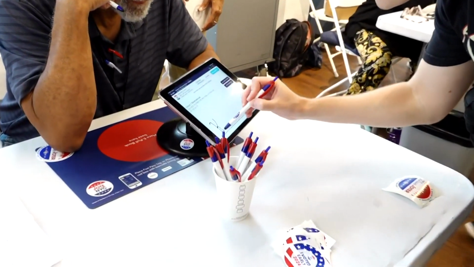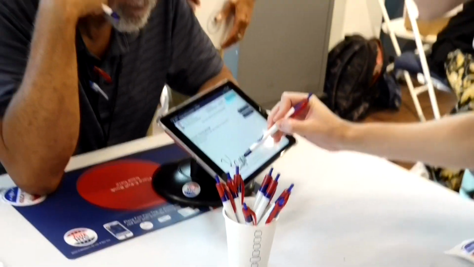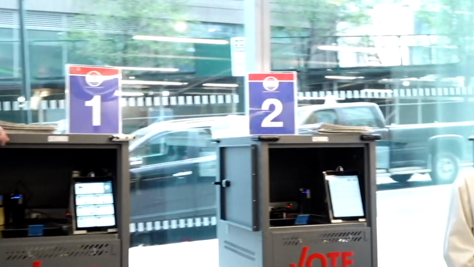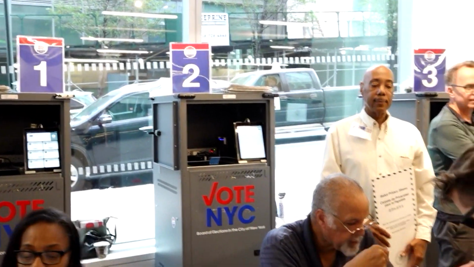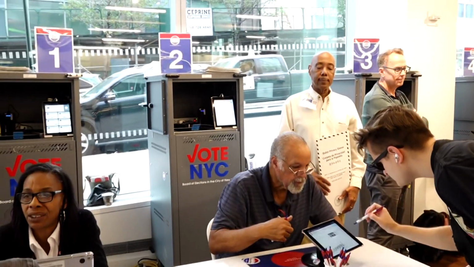It automatically prints out a ballot for them. And they hand the ballot to the voter in a privacy shield. We can't look at their ballot. It's private. What does the ballot have? The names of the candidates?